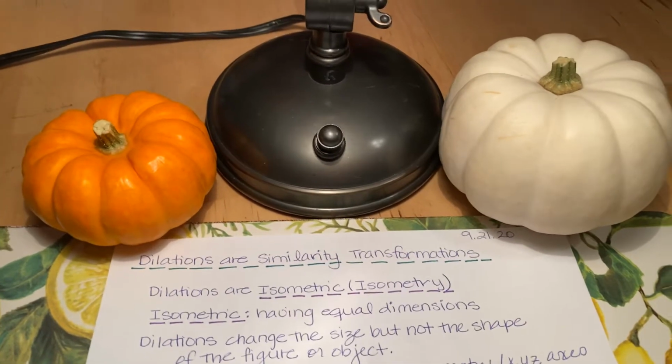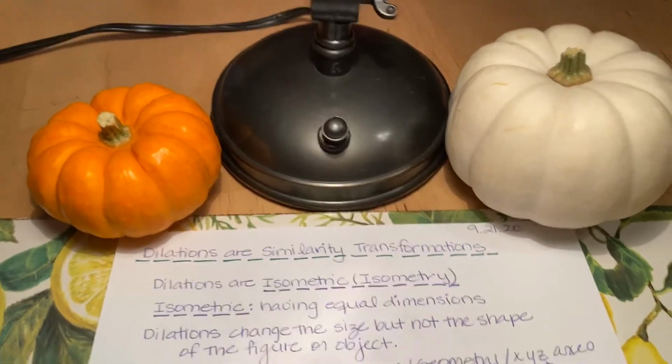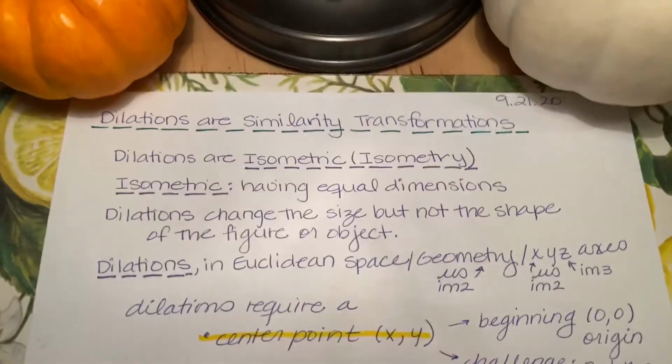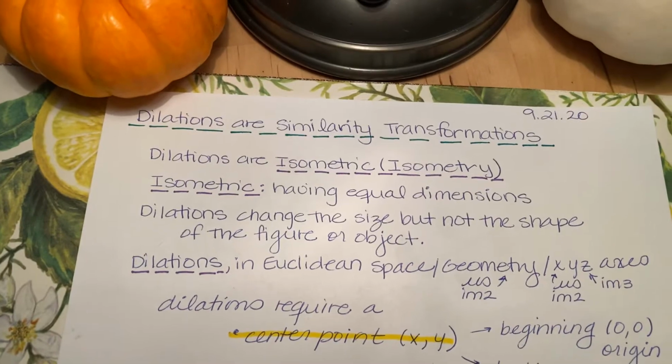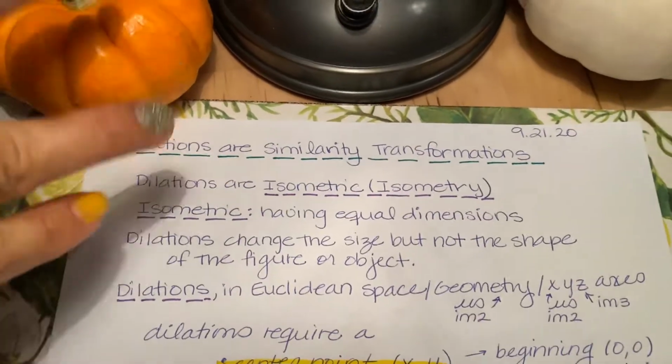Hello students. Pumpkins have hit the supermarkets, right? So fall is coming. All right, we are going to begin dilations, and dilations are similarity transformations.